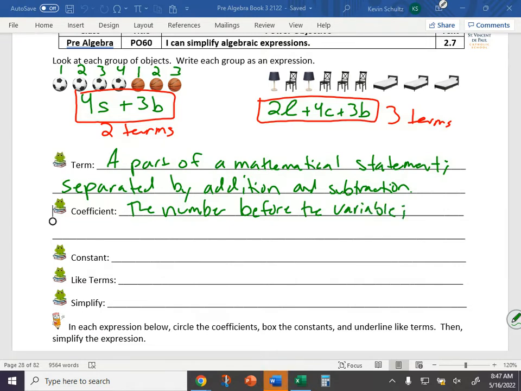And what does it tell us? What's its purpose? Why is it there? What does the coefficient in 4S tell us about the soccer balls? What does the coefficient in 3B tell us about the basketballs or the beds? Yeah, it tells you how many there are. Right, it tells you how many of the variable you have.